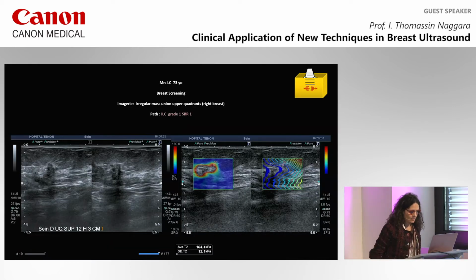So here, an example, a 73-year-old woman referred for breast screening. On the right breast, there is an irregular mass at the union of the upper quadrant of the right breast. This lesion was an invasive lobular carcinoma, and you can see that the value of the stiffness is very, very high, 164 in this example, with all signs of malignancy, whatever the image you can see on elastography.